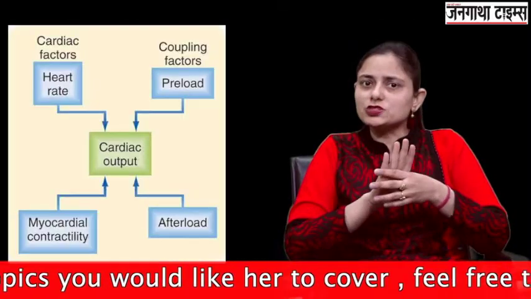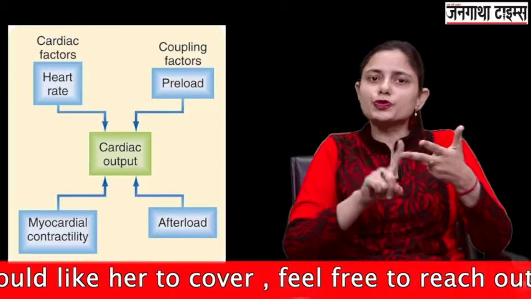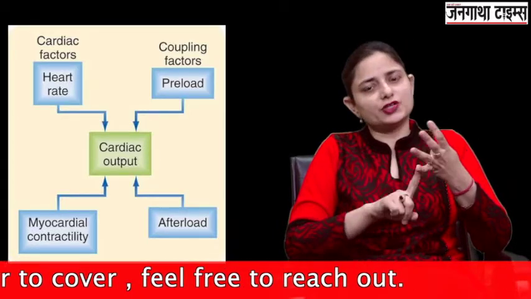So what are the 4 determinants of the cardiac output? The afterload, the preload, the contractility, and the heart rate.